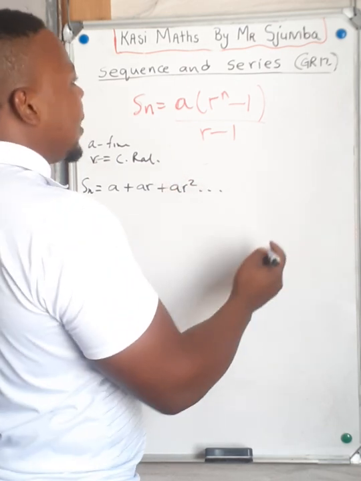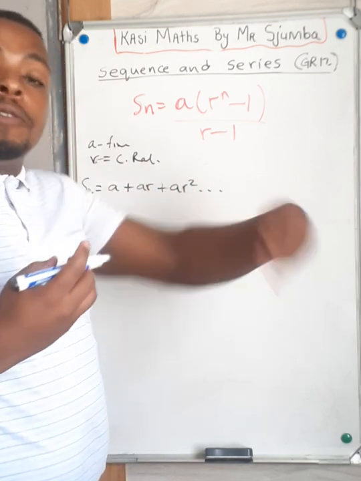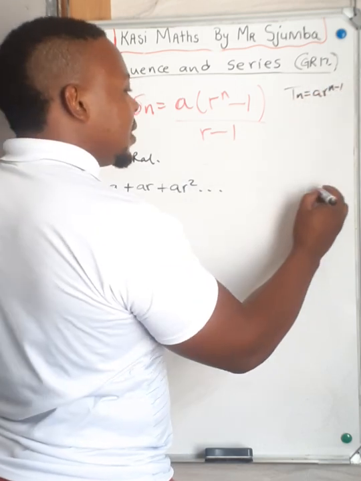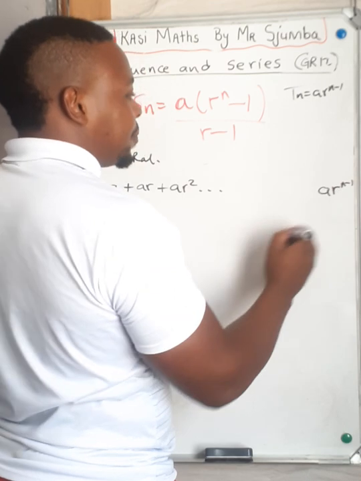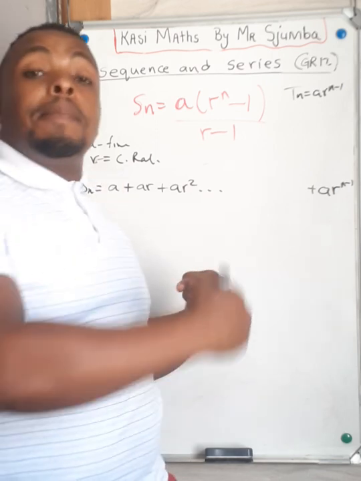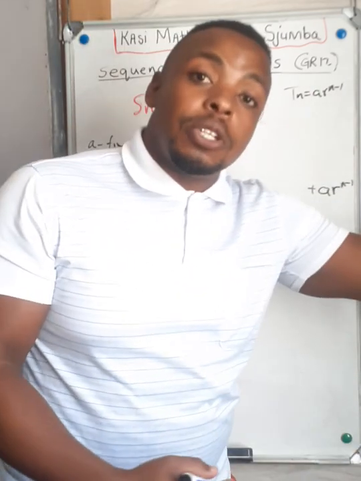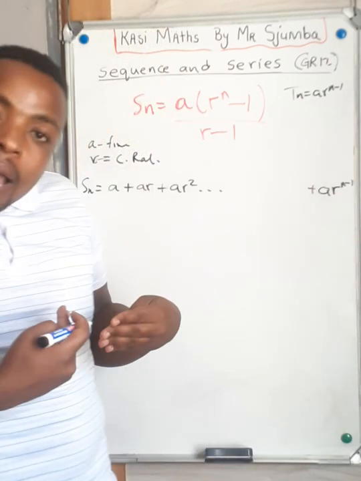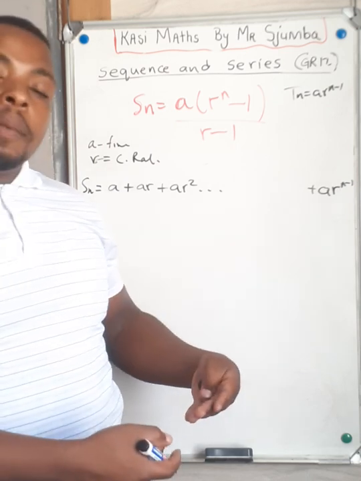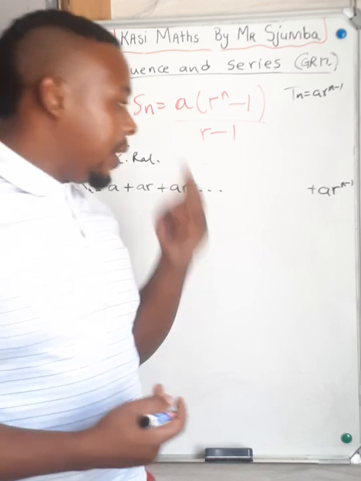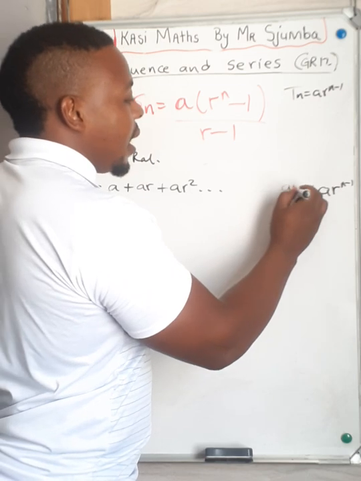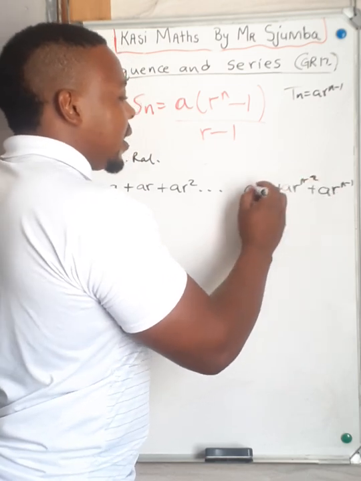Then dot dot dot. The last term: when you're proving, the formula for the nth term is ARn minus 1, meaning the last term will be ARn minus 1. So if the first term, the second term, we multiply by the ratio, the third term we multiply by 2 ratios. But from the last term to the second last term, we divide by the ratio. So ARn minus 1 divided by R is going to be ARn minus 2, plus ARn minus 3.